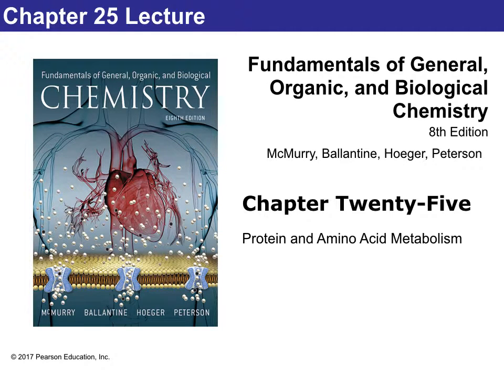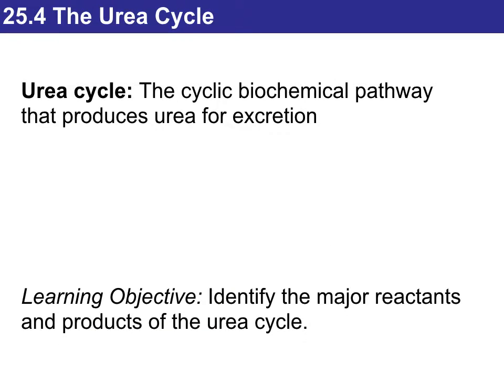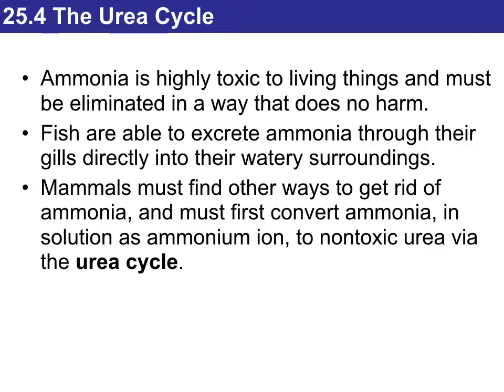Part 3 for chapter 25, we're going to look at the urea cycle, the biochemical pathway that produces urea for excretion. Remember we said that ammonia, NH3, is highly toxic to all living organisms and has to be eliminated. Well, fish are actually lucky because they live in an aquatic environment, so the ammonia can diffuse out directly from their body to the surrounding water.